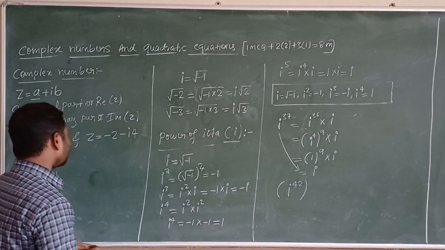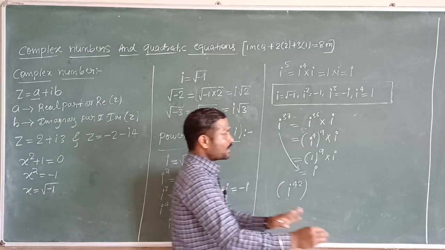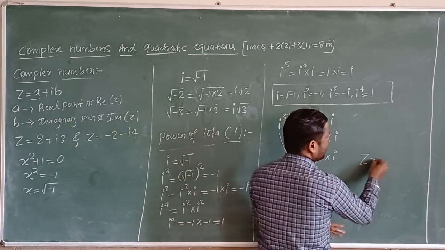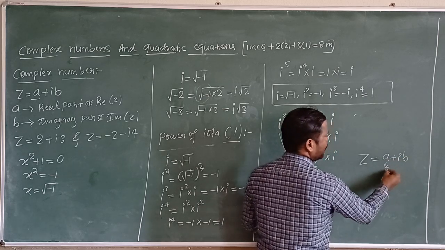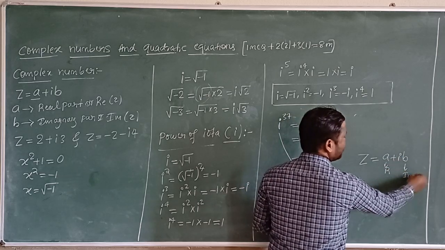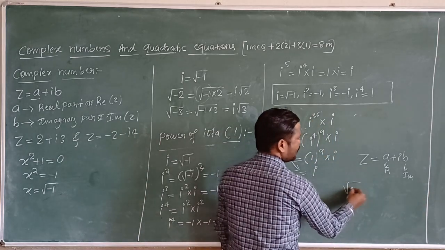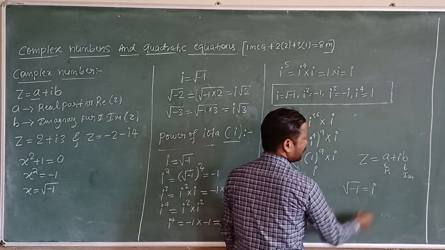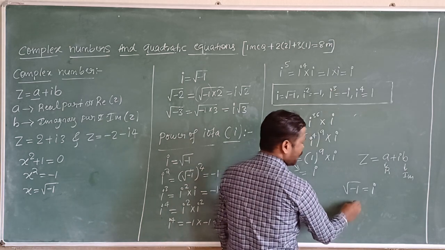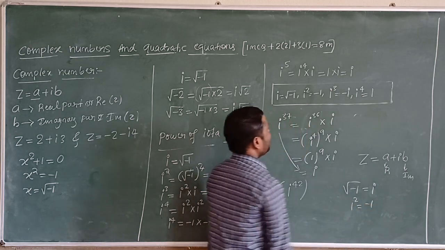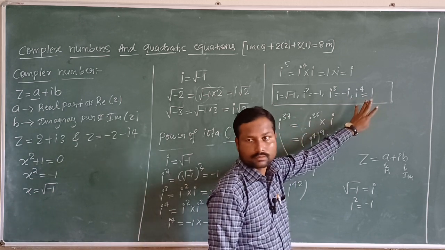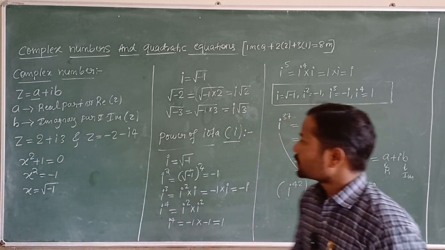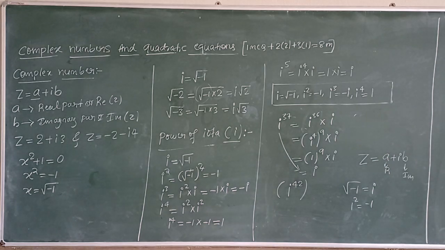A complex number is always in the form z equals a plus ib now. A is said to be the real part and b is said to be the imaginary part. We know that the square root of -1 is nothing but iota. Then what is the i square value? -1. What is the i cube value? i to the power 4 value is +1 now. This is the definition of the complex number and the concept of power of iota.